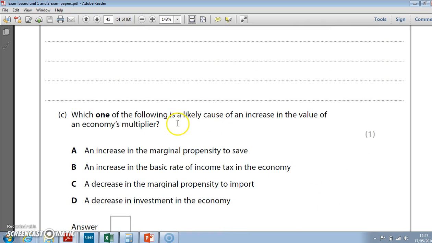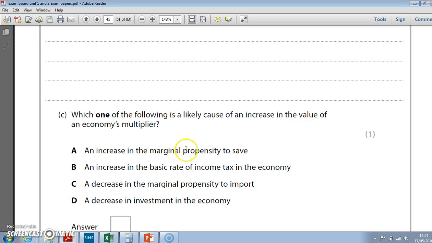Question C, which one of the following is likely to cause an increase in the value of a multiplier? So, think of the multiplier like this. If I put money into the economy, how much more is going to flow around? In order to increase the multiplier, we want everyone who's given money to spend that money. If consumers who are given money decide to save it, or they lose it in some way, and don't spend it, that will reduce the level of the multiplier. So with this question, we're trying to look for things that are going to help people to spend more money.